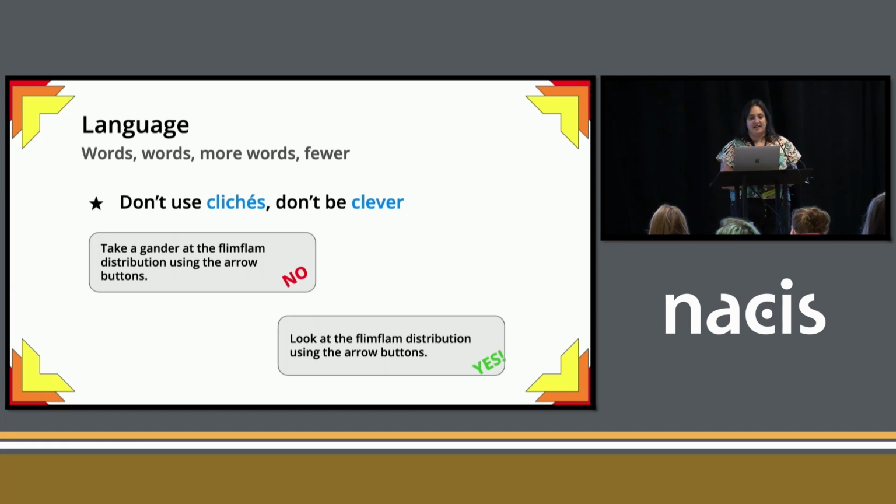Don't use cliches. Again, this is not only for translation, but regionalisms. "Take a gander" is my favorite example, but this can be anything from "in and of itself" to "last but not least." These are regionalisms, they are English specific, and if you try to translate them, you're assuming that the user knows what that means, and they don't. So you don't have to say "take a gander," you can say "look at."